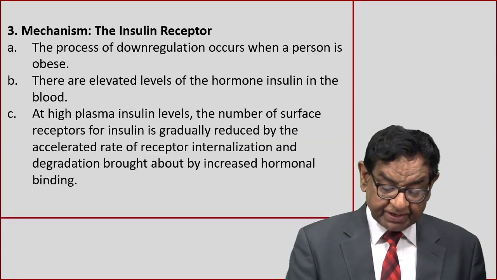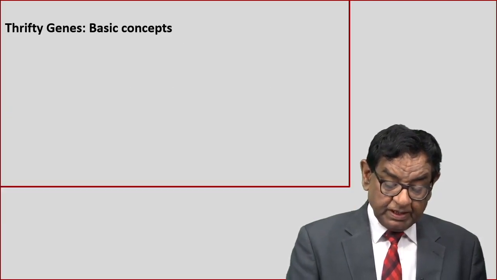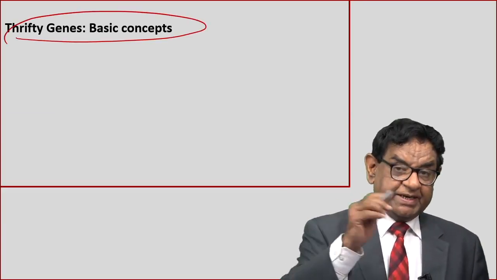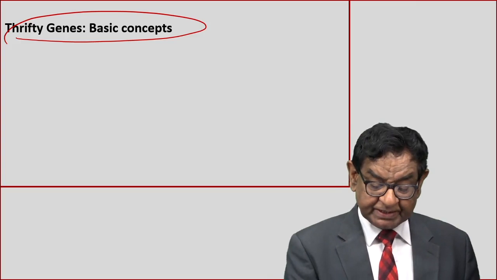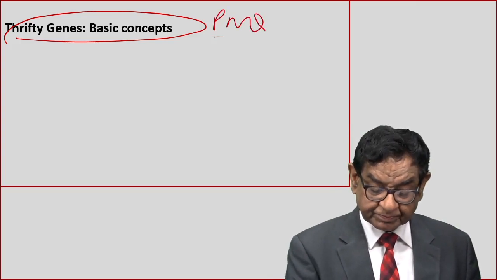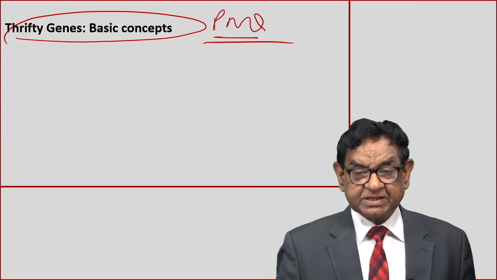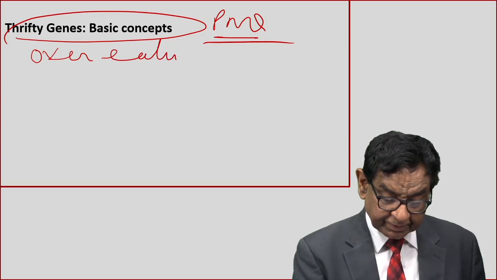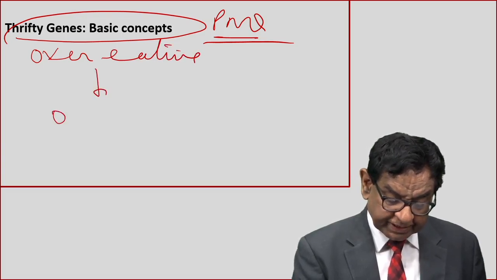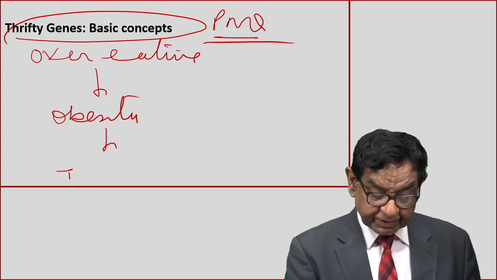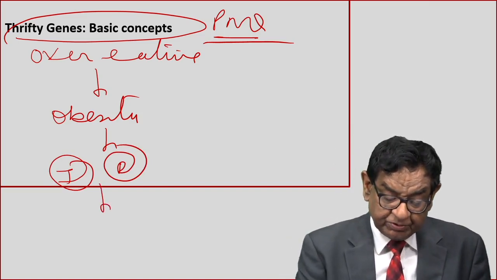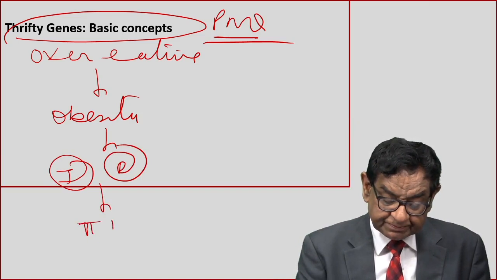Okay, this is the same as what I have written for you. Now the thrifty gene, this is again an absolutely new concept. Down and up regulation of receptors is very important. This is a prospective new question. The thrifty gene is concerned with overeating. Overeating leads to obesity. Obesity leads to insulin resistance, I for insulin, R for resistance, and that leads to diabetes, type 2 diabetes.